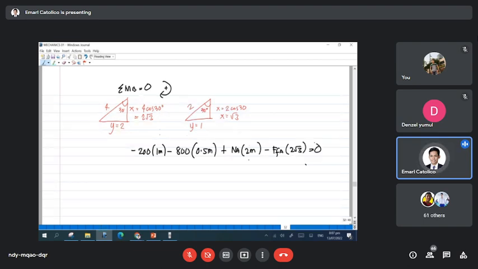Okay? And simplify natin lahat ng pwedeng masimplify. 200 times 1 is 200 minus 800 is negative 600 Newton meter. So, pwede na muna natin isulat yung unit. Unit-wise naman yan. Plus NA times 2 meter. Inad ko lang yan kaya negative 600. Tapos minus frictional force times 2 square root of 3, frictional force at A is equals to 0.